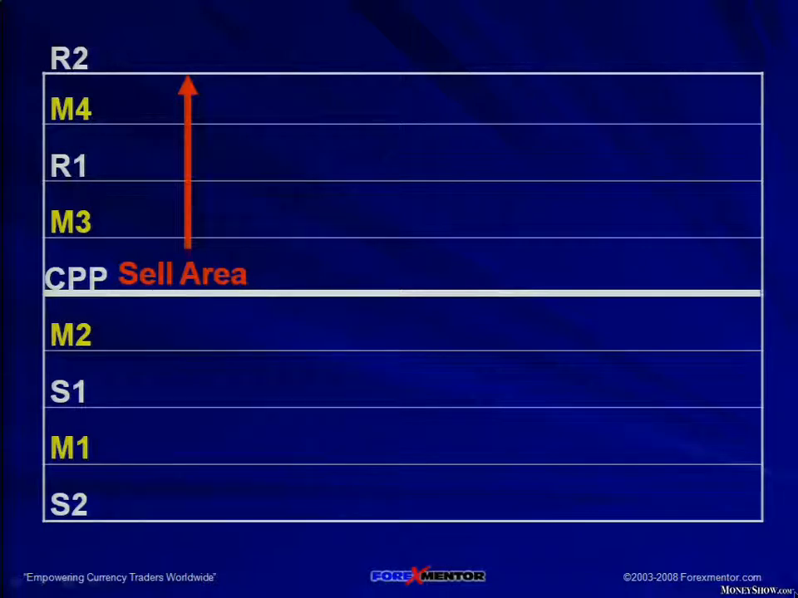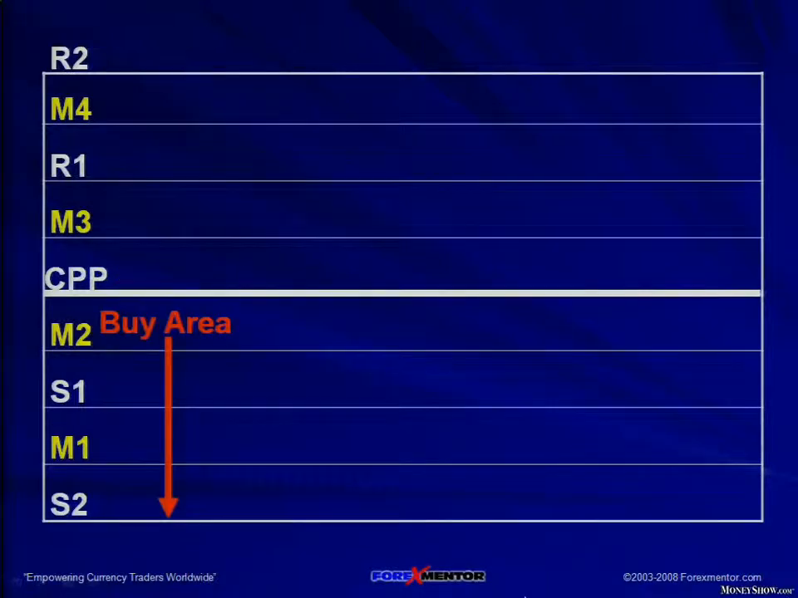But to make a fat story thin, the area above the central pivot point has a sell bias. The area below the central pivot point has a buy bias. Now, this is not cast in stone. It doesn't mean to say you should always be buying below the central pivot point or selling above the central pivot point, but it's just one more clue for you to be aware of.